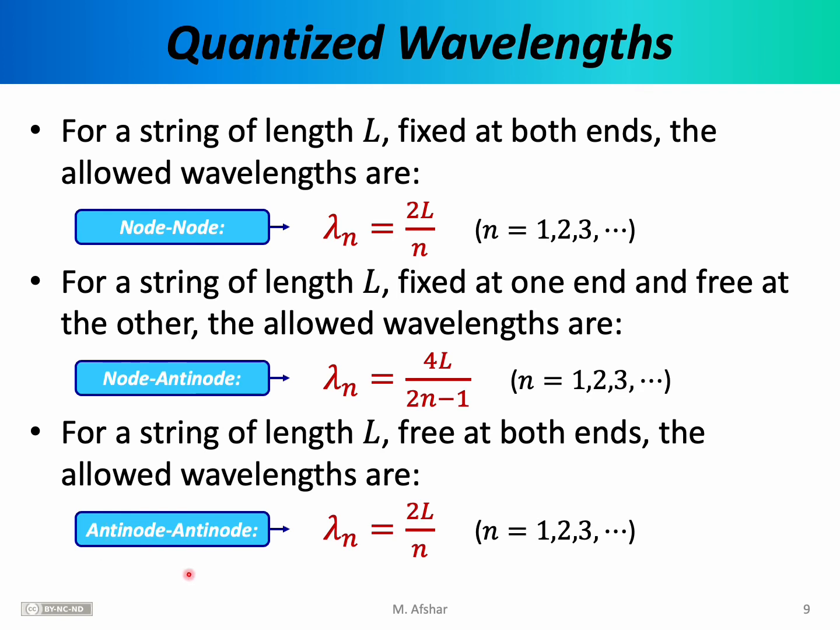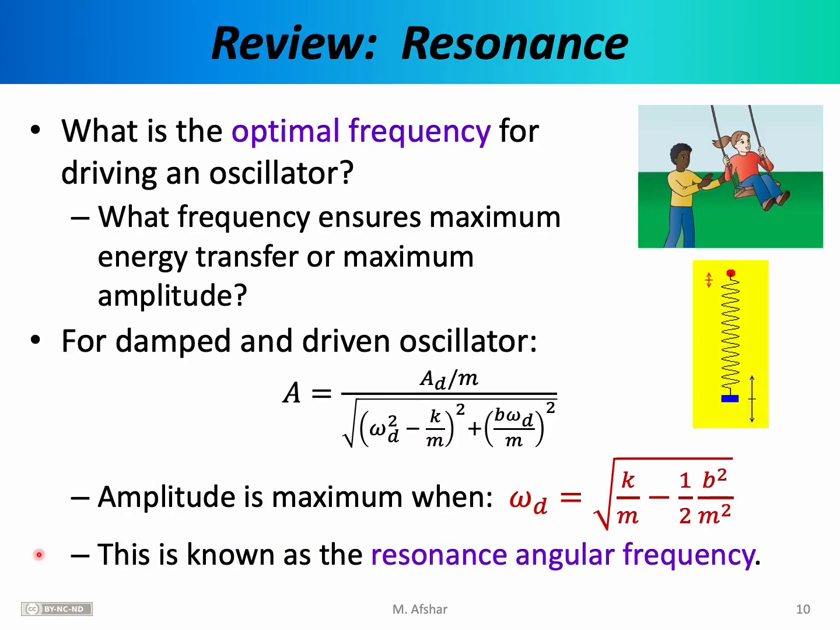Finally, for the antinode boundary condition, the possible wavelengths are given by this equation here. The allowed wavelengths that we were just discussing for the different boundary conditions are ultimately related to the concept of resonance. Recall that we've discussed resonance before in the context of simple harmonic motion, when we were talking about the motion of driven oscillators like a pendulum or a mass spring system.